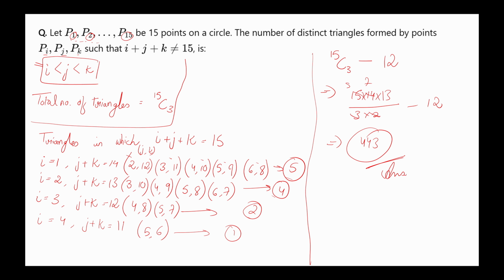So this is how you solve questions based on geometry. Again, if you had remembered the formula that the total number of triangles is 15C3, your question would have been pretty easy. And another catch that was given in the question was that for you to identify i is less than j is less than k.